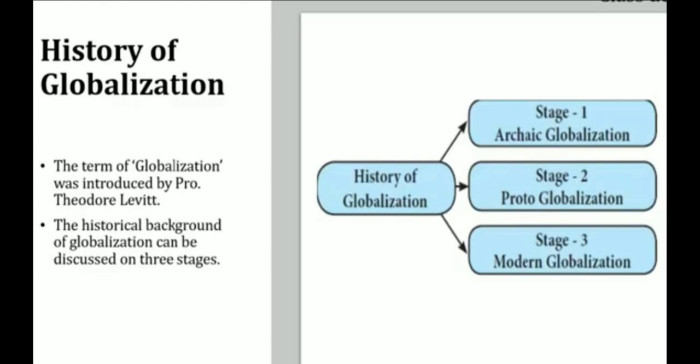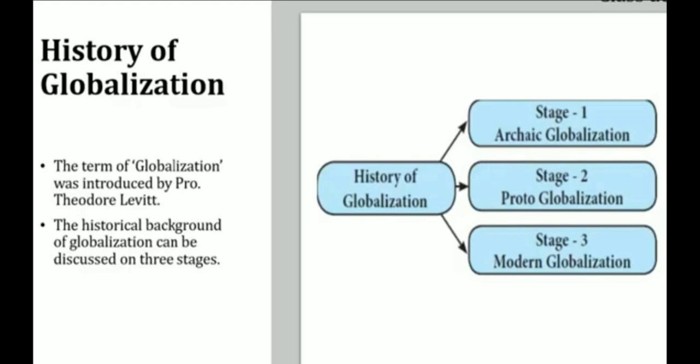Do you know who introduced this term globalization? It was introduced by Professor Theodore Levitt. Okay, who introduced it? Theodore Levitt. He only introduced this term globalization.